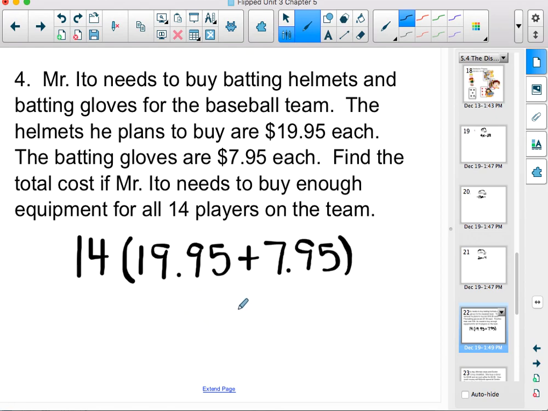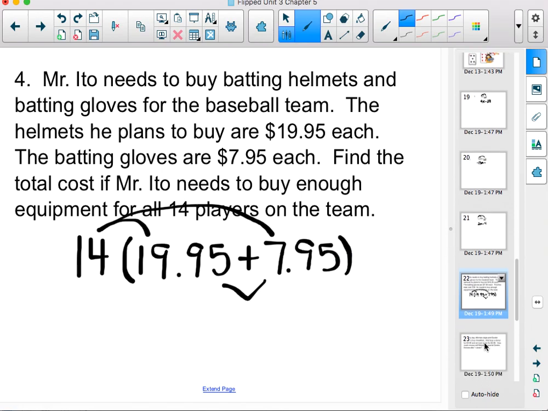This problem can be solved in 2 different ways. If you're 12, I want you to do the distributive property to solve this problem. If you are 13 or 14, I want you to follow the order of operations to solve this problem. Let's see if we get the same answer. Finish that for homework tonight.